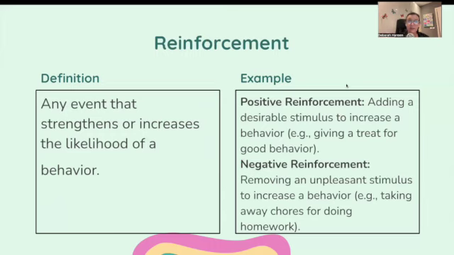Reinforcement. Any event that strengthens or increases the likelihood of a behavior. For example, there are two. Positive reinforcement, adding a desirable stimulus to increase a behavior, for example, giving a treat for good behavior. Or negative reinforcement, removing an unpleasant stimulus to increase a behavior, so taking away chores for doing homework.